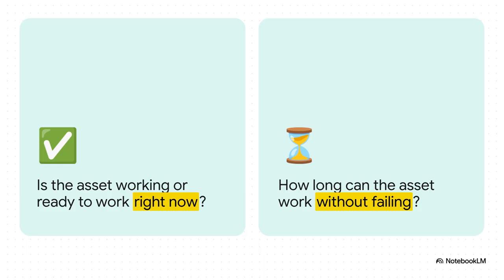Here's the key. Availability is a snapshot in time. Is the machine ready to work right now? Reliability, on the other hand, is about looking into the future. How long can we expect it to run before it fails? You could have a super reliable asset that almost never breaks, but if that one rare repair takes forever, its availability could still be terrible.